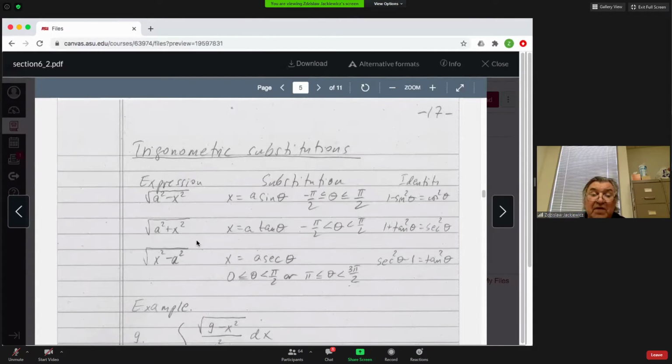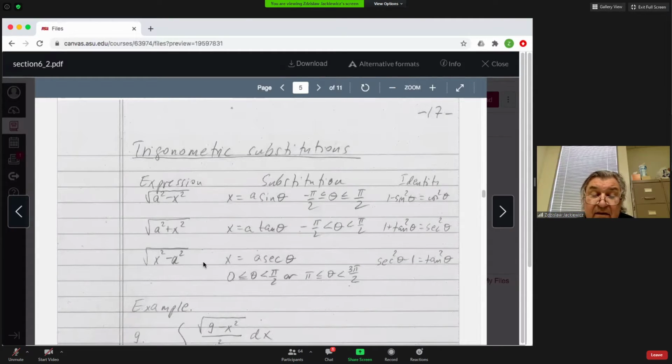Okay. When you have a squared plus x squared, then the recommended substitution is x equals a tangent theta, where, again, theta is between minus pi over 2 and pi over 2, excluding those values. Now, the trigonometric identity that you will have to use is something we already discussed: 1 plus tangent squared is secant squared. That's the identity we'll be using when we are making this substitution. Again, you'll see how it works on specific examples.